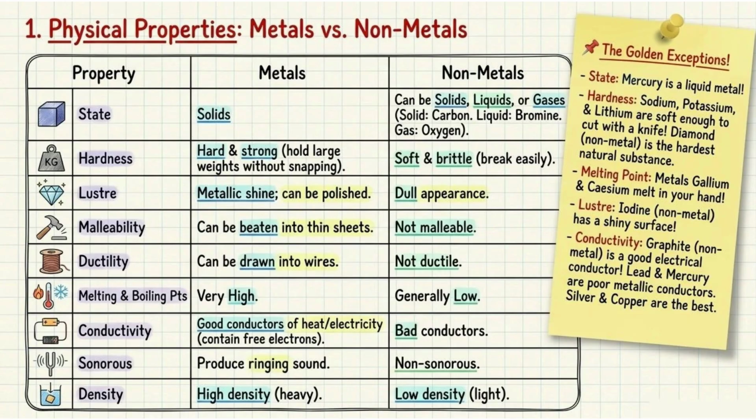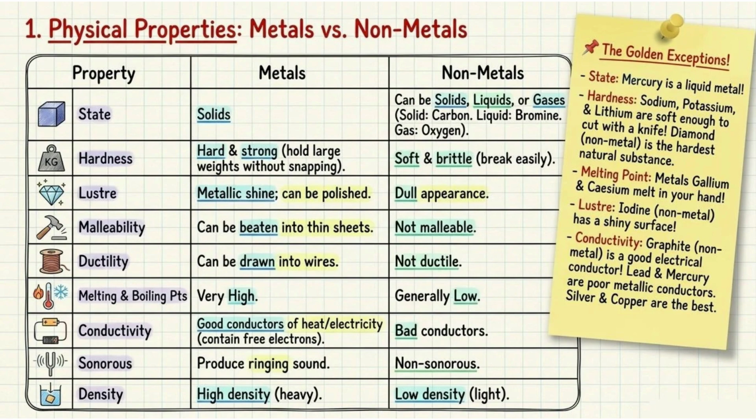Metals are supposed to need massive, blazing furnaces to melt. But the metals gallium and cesium have such incredibly low melting points that if you just place a solid chunk in the palm of your hand, your body heat alone will melt it into a puddle. That is so cool. As for luster, we expect nonmetals to be dull. But iodine is a nonmetal that actually has a beautiful, shiny metallic surface.